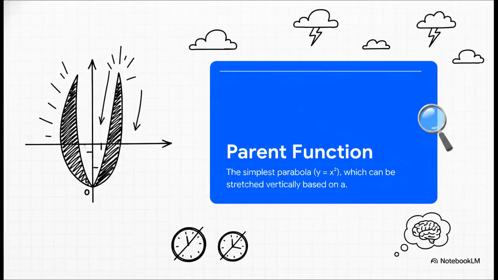Think about the parent function, y equals x squared. It's the simplest parabola. You can quickly sketch any parabola just by pretending the vertex is your starting point and then using the a value to vertically stretch that parent function. Normally, from the vertex, you go over 1 and up 1, but if your a value is 3, you go over 1 and up 3. It is an incredibly fast way to plot points without relying on a tedious, massive table of values.